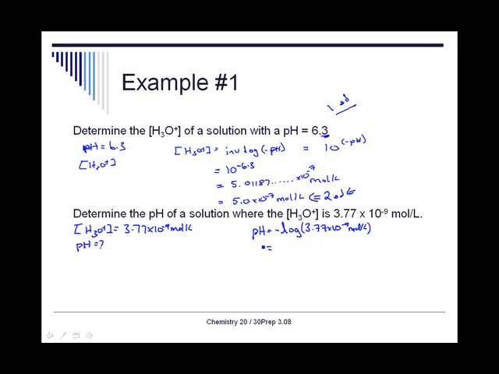And for our calculator, hopefully you can figure this out. If not, be sure you contact the TA. And so we go negative log 3.77 times 10 to negative 9.